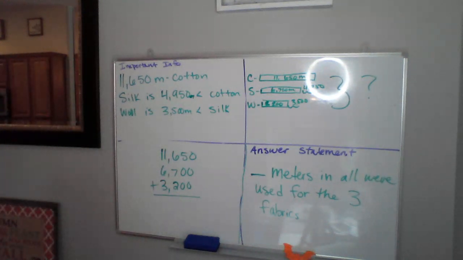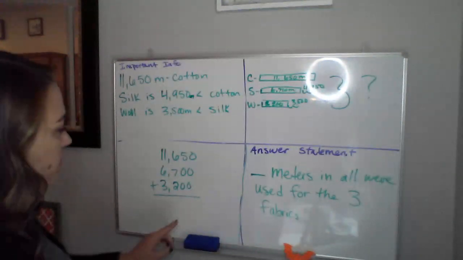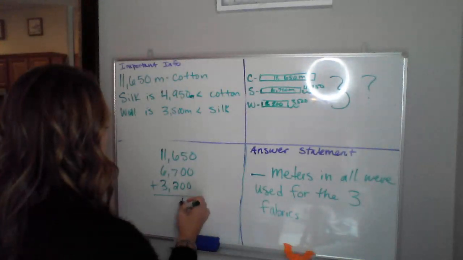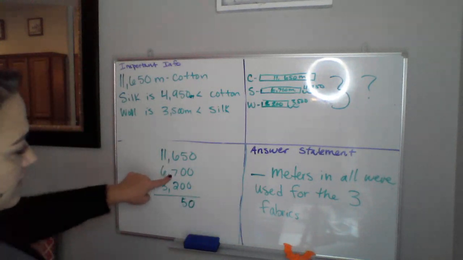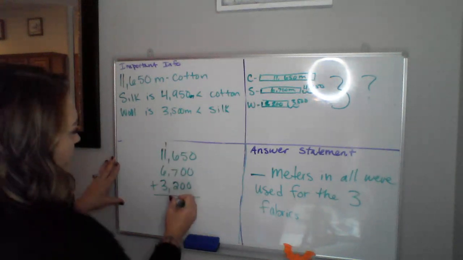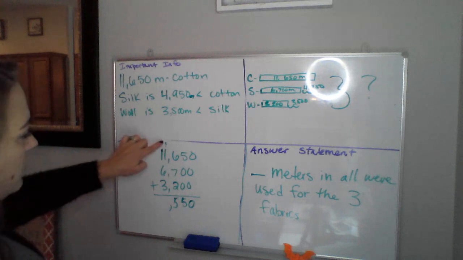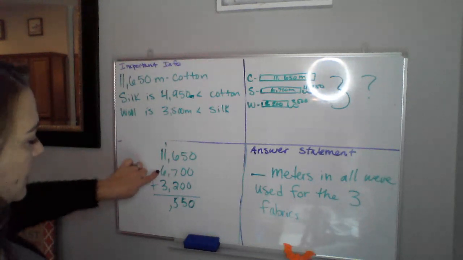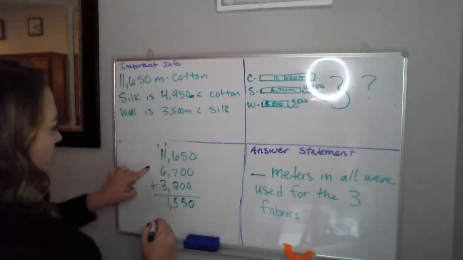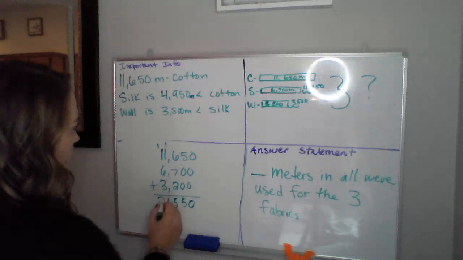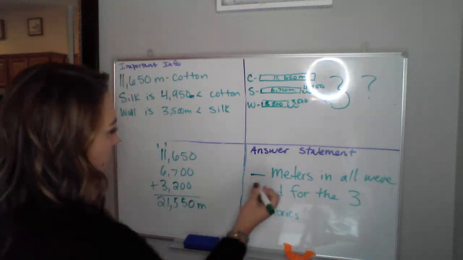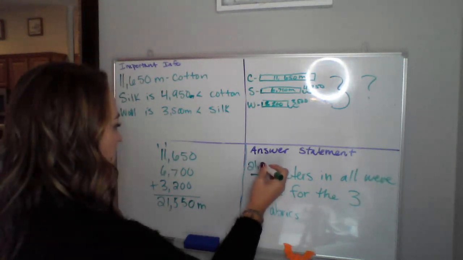So now we can add them all together. Okay, 0, 0, and 0 gives me 0. 5, 0, and 0, 5. 6 plus 7 is going to give me 13. Plus 2 more is 15. Carry the 1. Bring down the 5. 1, 2 plus 6 gives me 8. 8 plus 3 would give me 11. Carry the 1. Bring down the 1. And then 1 plus 1 would give me 2. So 21,550 meters were used.